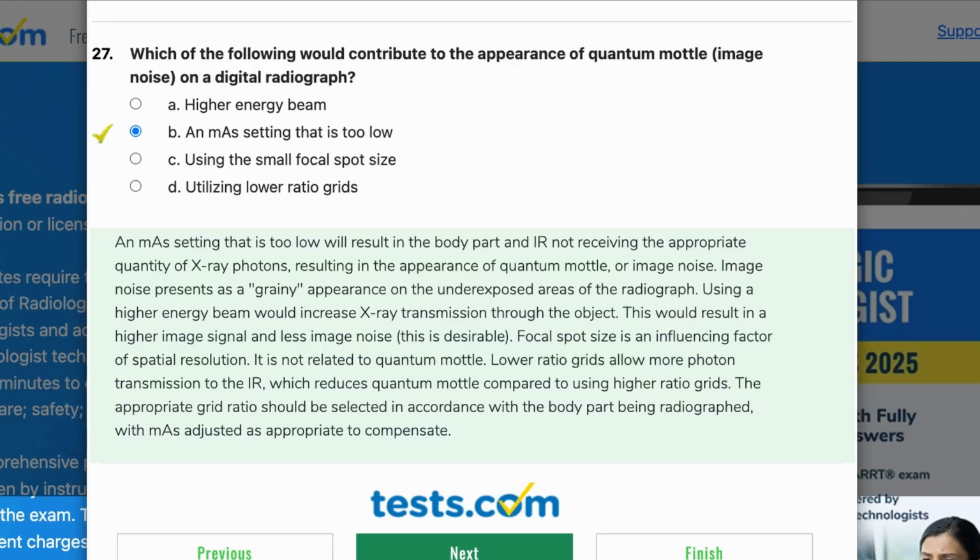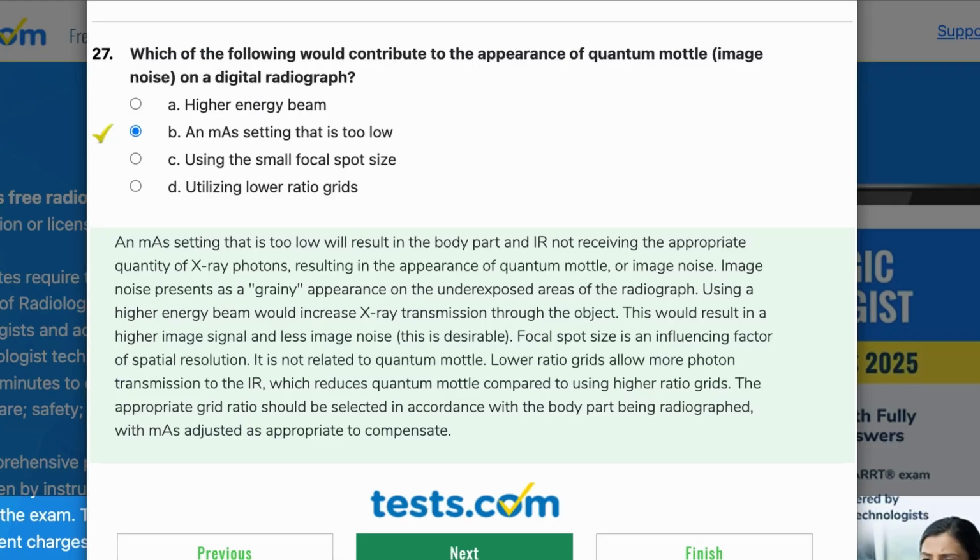Using a higher energy beam would increase X-ray transmission through the object. This would result in a higher image signal and less image noise. This is desirable. Focal spot size is an influencing factor of spatial resolution. It is not related to quantum mottle.